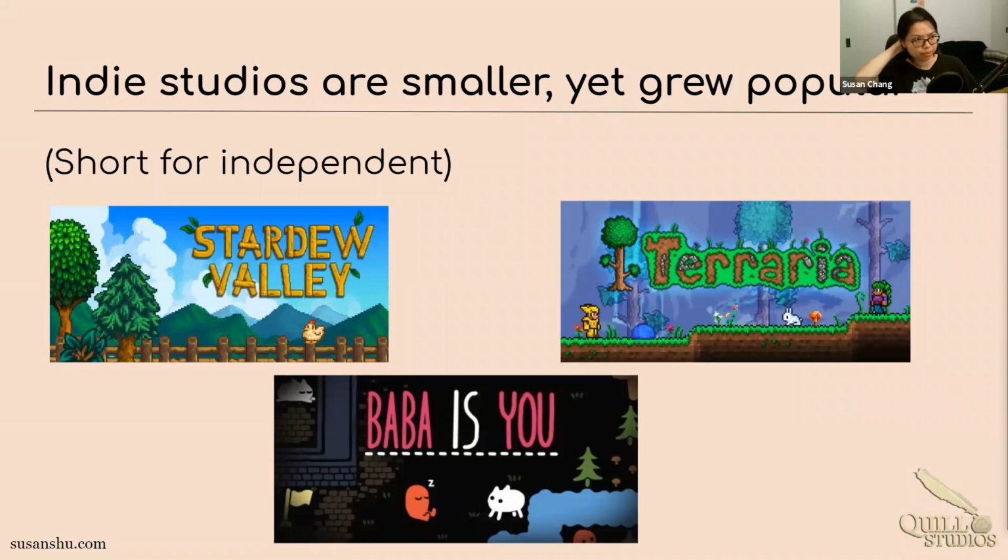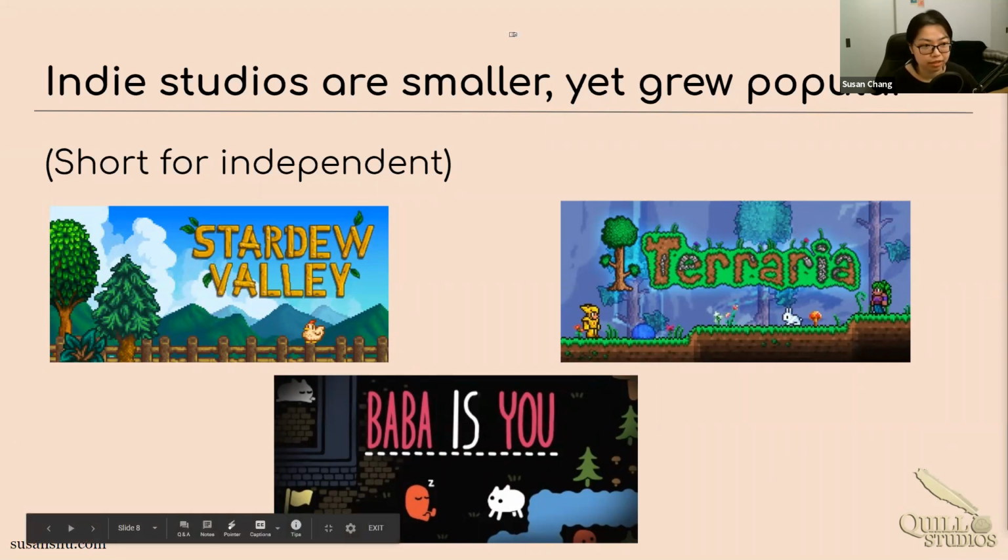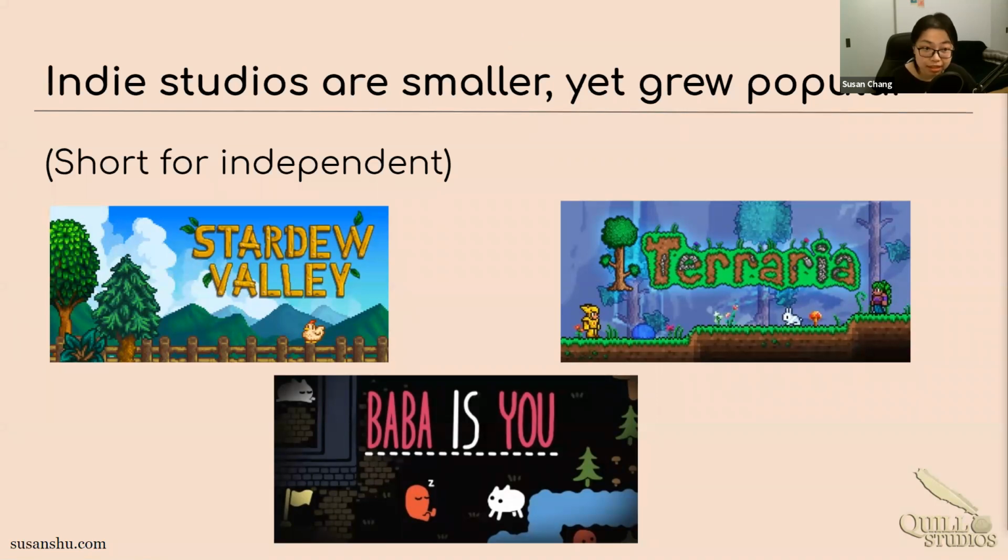But then I started playing more indie games, which is short for independent. These could be games that are made by smaller teams with smaller budgets. It could be a one person team, as is the case with Stardew Valley and Baba Is You as well. And there are some that are made with smaller teams like Terraria. They're all very popular games with possibly millions of units sold, a huge player base, but they had a much smaller budget compared to those AAA games.